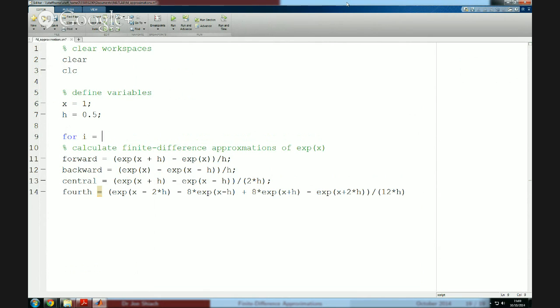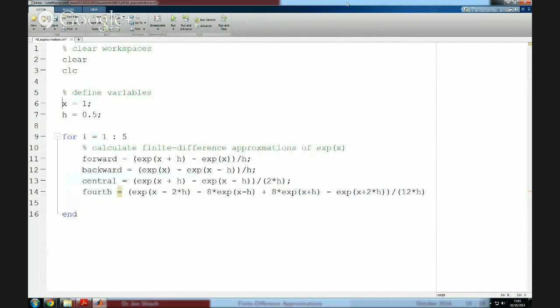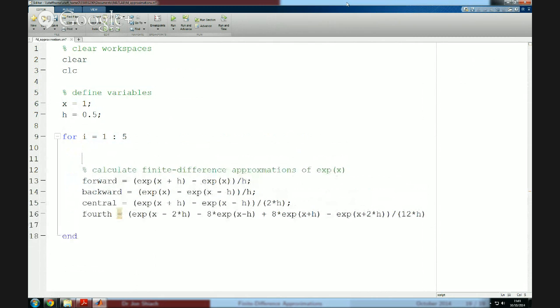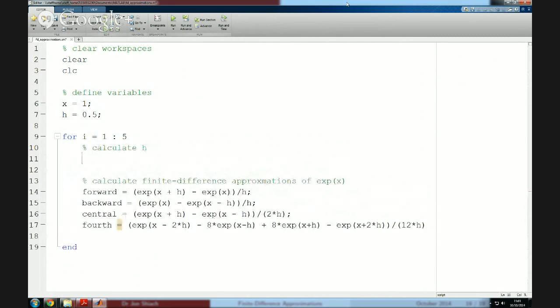and let's go for 5 different values of h. I'm going to halve h each time. So I'm going to start with h as a half, and h is going to be equal to 2 to the power minus i. Just to explain this, when i is 1, 2 to the power minus 1 is a half. When i is 2, 2 to the power minus 2 is a quarter. Then it'll be an eighth, then a 16th, then a 32nd. So every time I step through, h is going to be half of what it was previously.